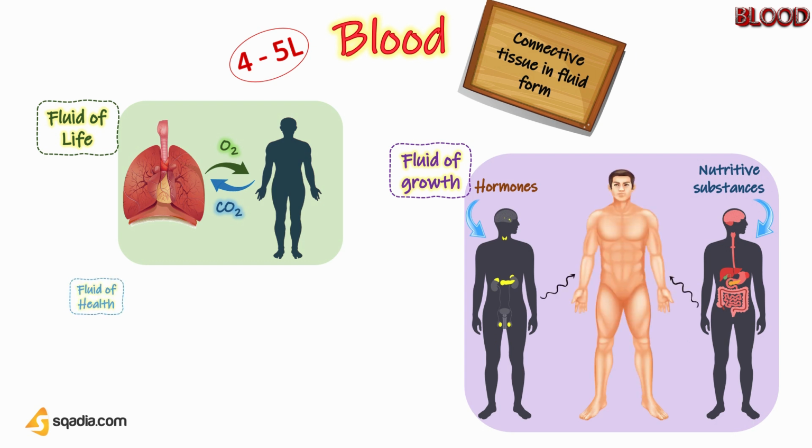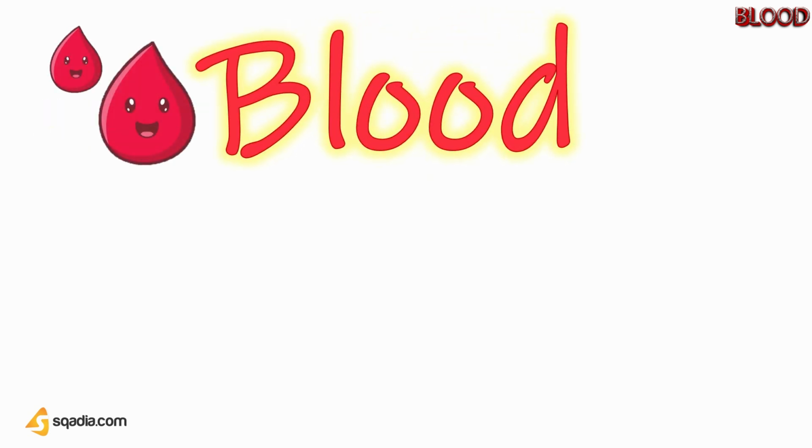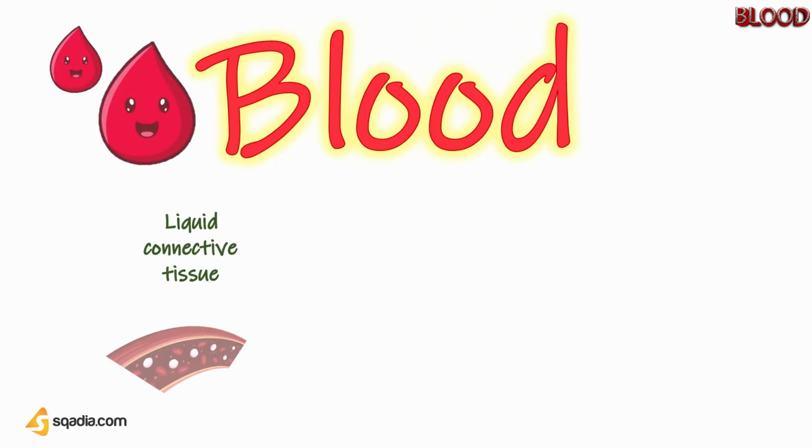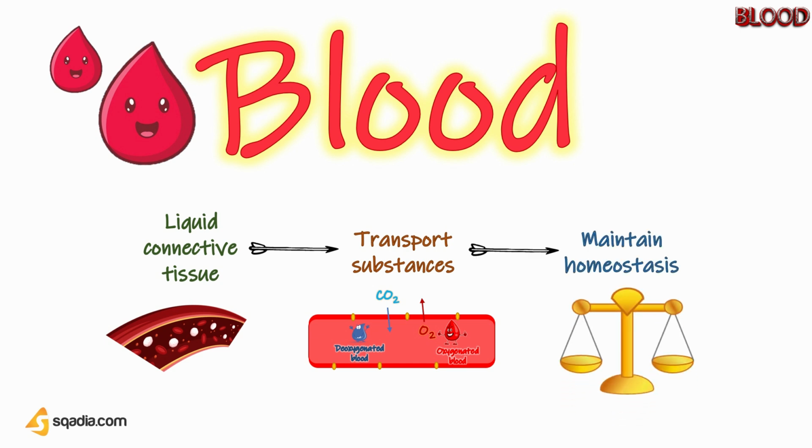The blood is also called the fluid of health because it protects the body against diseases and gets rid of the waste products and unwanted substances by transporting them to the excretory organs like the kidneys. So we can say blood is a liquid connective tissue that mainly transports many substances through the body and helps to maintain homeostasis of nutrients, wastes, and gases.